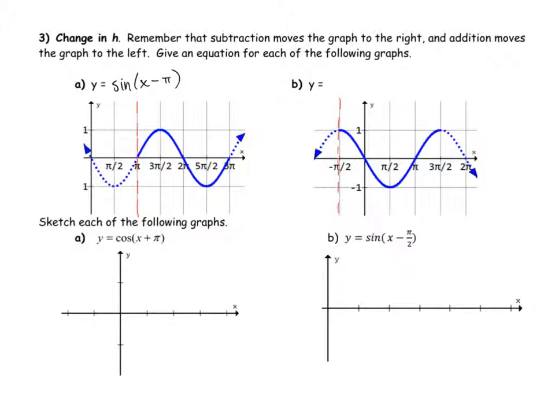Remember, if we move it right, then it's minus. If we move it left, it's plus. On the cosine graph, we would normally be here to start, and we moved it left negative pi over 2. So that's going to be cosine of x plus pi over 2. And we're just making the changes in h right now.